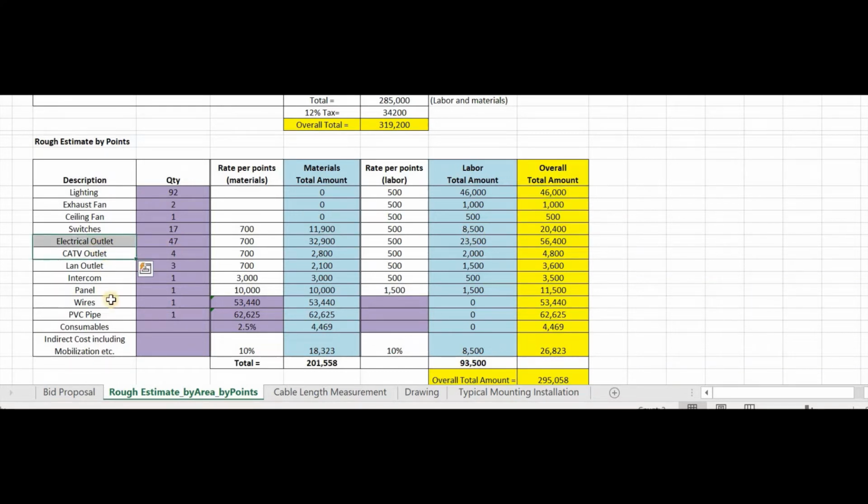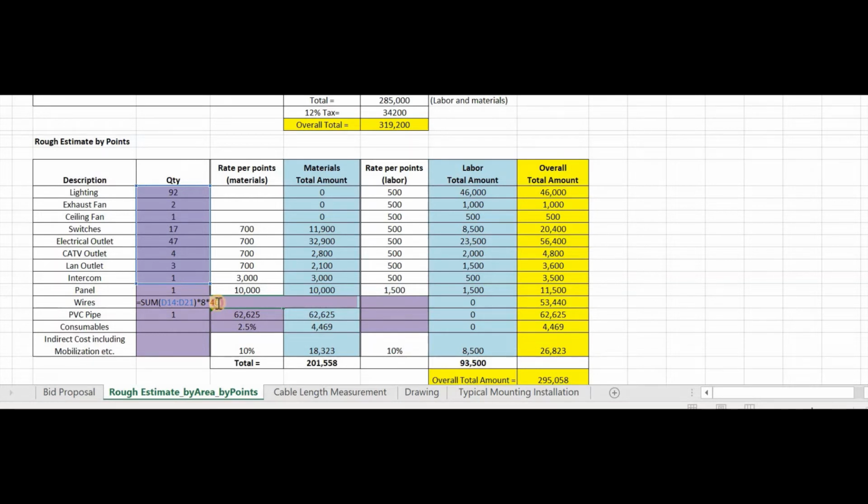Then for the wires, PVC pipe, consumables, and indirect cost, we have one lot here. You need to sum up all the quantity of electrical items, then multiply it by 8. In this example, we have 8, but in your estimation works, this is just an average length of each unit. Okay, then the unit cost.